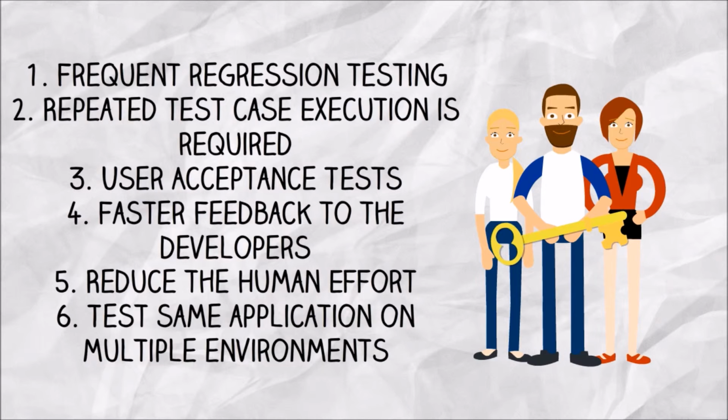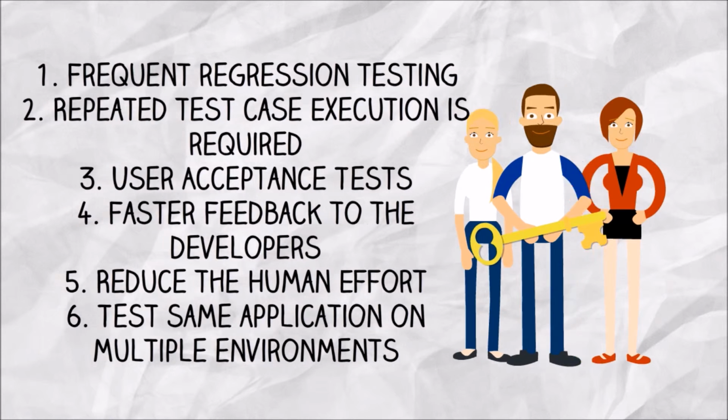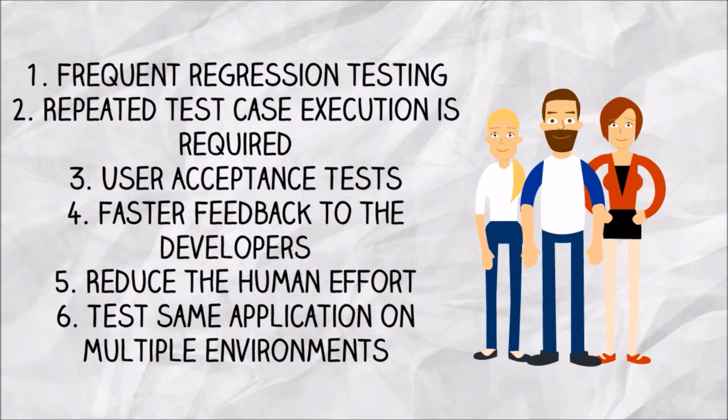Fourth point, faster feedback to the developers. When the developer has to fix the code fast, when you use automation, first it detects the bugs that are there and then it will be faster to give a feedback to the developers.